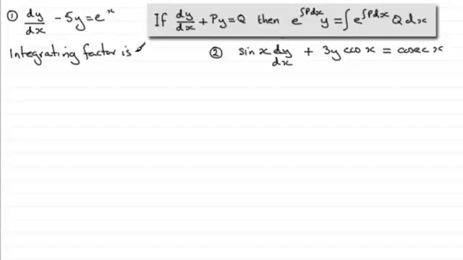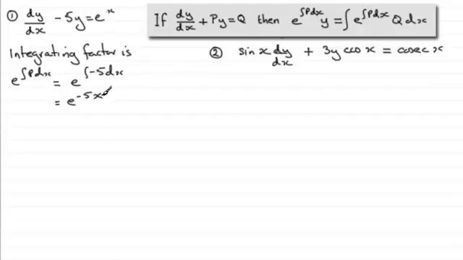So the integrating factor is going to be e to the integral p dx. In other words, this is going to be e to the integral of p, which is the minus 5, so we've got to integrate minus 5 with respect to x. And the integral of minus 5 is just going to be minus 5x, so we get this equals e to the power minus 5x. We always ignore the constant of integration at this point, okay? So just leave it as e to the minus 5x.